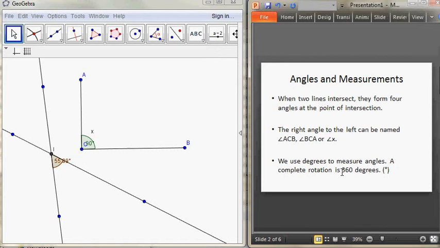And we use degrees to measure angles. A complete rotation is 360 degrees. So the sum of all four angles here, this one, the 55.89 degrees, plus this angle, plus this angle, plus this angle, should add up to 360.